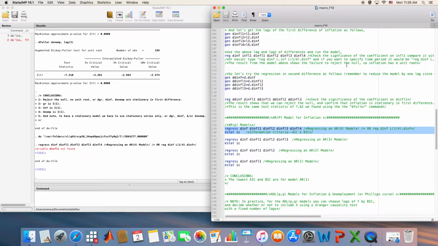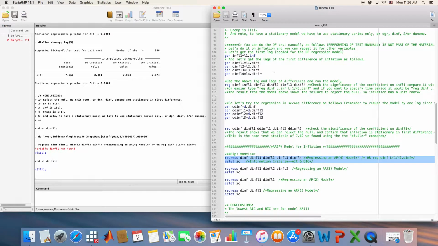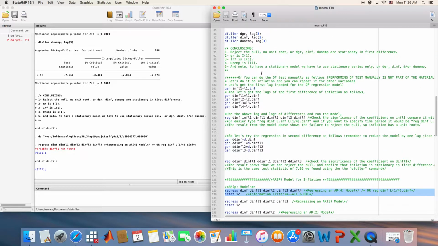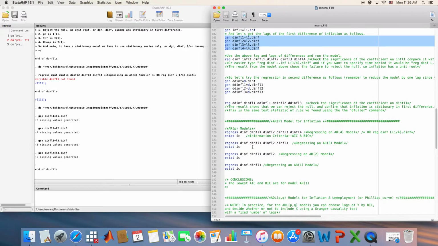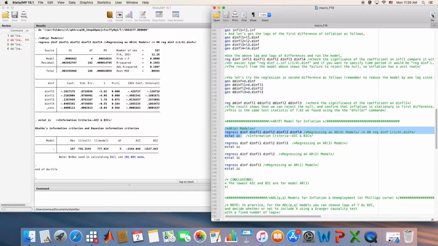I'm sorry, I first need to generate these variables. I didn't run this part because it's related to performing the DF test manually. It's an optional part, but let me just make sure I have these variables. And using these variables, we estimate how the first difference in inflation depends on its own lags.